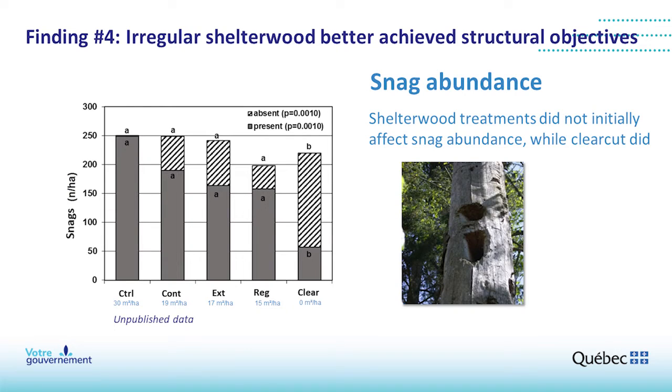We also look at the snag abundance. So if we look at the gray bars, the snag abundance was significantly decreased in the clear cut compared to the other treatments. And we know that the continuous cover, extended and regular shelterwood were not significantly decreased compared to the control.